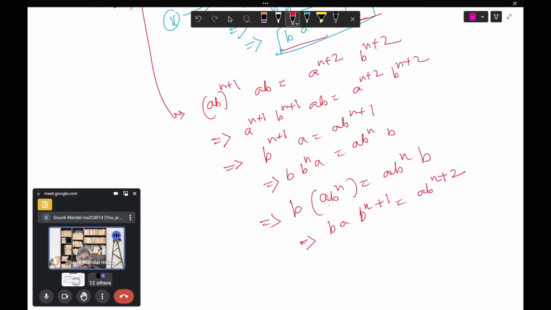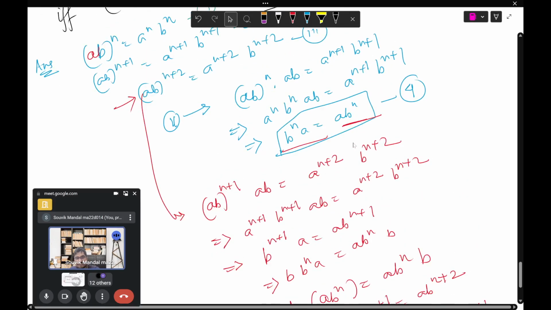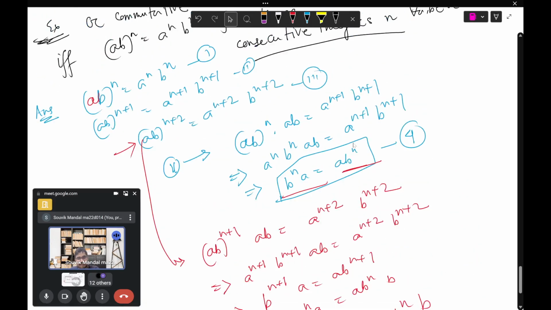This gives what? b a b to the power n plus 1 is equal to a b b to the power n plus 1, and this gives ab is equal to ba. So it says that it is commutative. I mean, that's what it is. It's a very tricky problem.